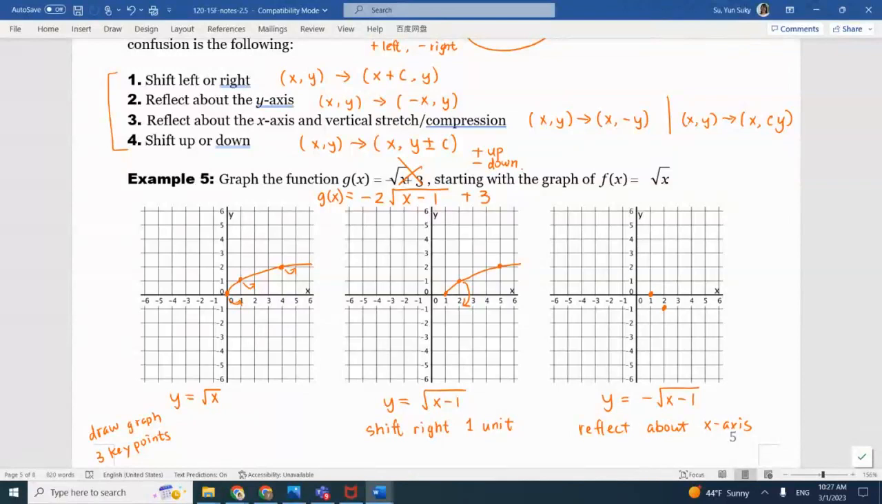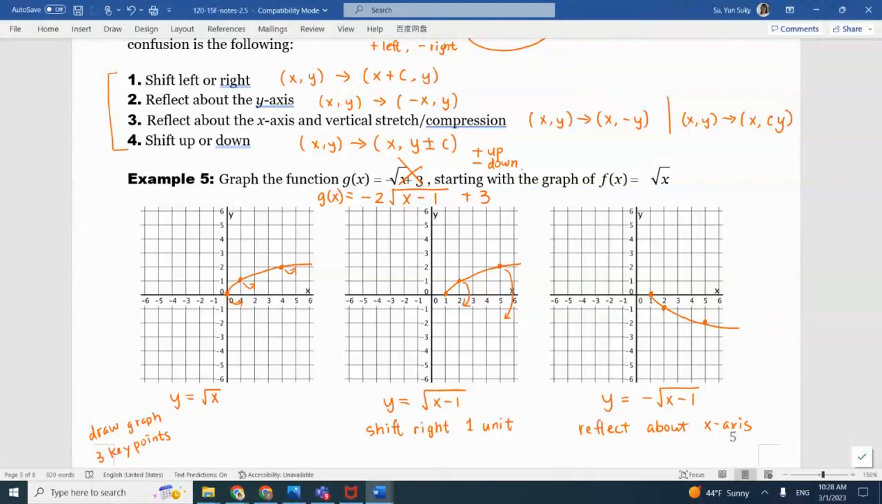Yes, (5, -2). Yeah, (5, -2). And then we connect them together. So my suggestion, put the little arrow to indicate what you are doing. Okay? Then connect the points smoothly. Any questions so far? So we go down the list. Okay. We did reflection about the x-axis.